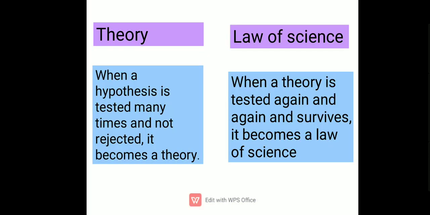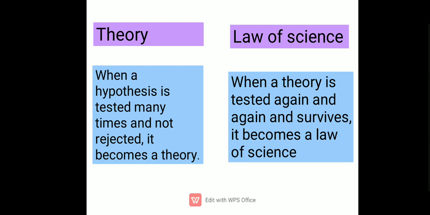Next, I have told you that when you share your results with other scientists, they also perform experiments to prove your hypothesis wrong. So when a hypothesis is tested many times and not rejected, it becomes a theory, right? Other scientists have also performed that experiment and they have given the same result that you have given, so it becomes a theory.